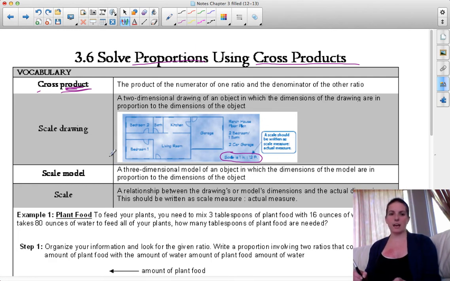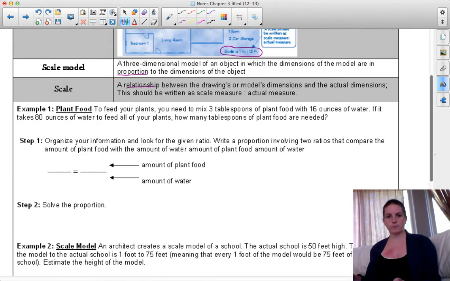And the idea of a scale model, a three-dimensional model of an object in which the dimensions of the model are in proportion to the dimensions of the object. So there's going to be a scale similar to this, and that scale is the relationship between the drawing's dimensions and the actual dimensions. Scale measure compared to actual measure is how we always write those.